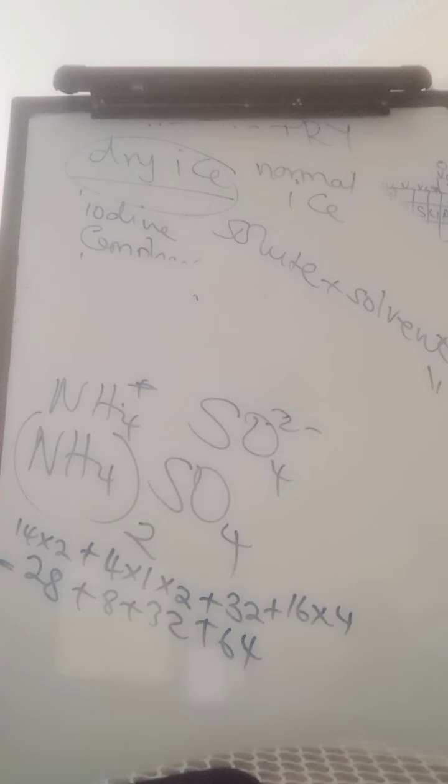Calculate the mass in grams of nitrogen in 1 kilogram of ammonium sulphate. Yes, the answer is 7.5757. How do you get that? 1000 grams divided by 132.